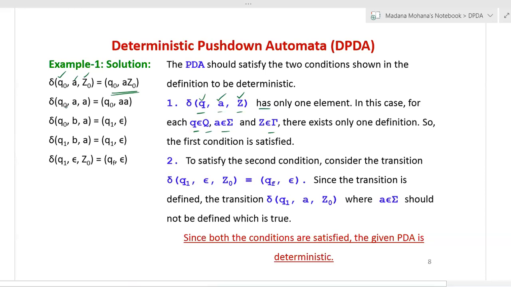But in the second transition here, you can see Q0, A, but this is not Z0. This is not equal to Z0.